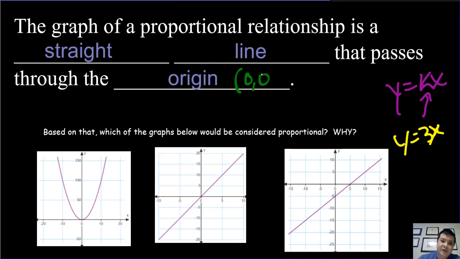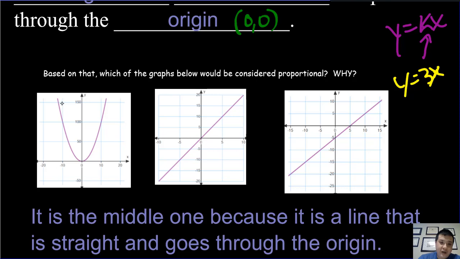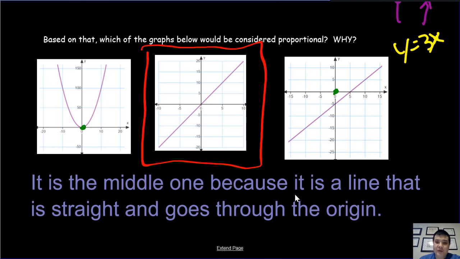Okay, 0, 0. So if we take a look at this line right here, it goes through 0, 0. However, it's not a straight line, so it is not proportional. Here, this line goes through the origin and it is a straight line. So therefore, this one shows a proportional relationship. This last one over here is a straight line, but does not go through the origin. It does not go through 0, 0. So therefore, it is not a proportional relationship. So it is the middle one, because it is a line that goes straight and goes through the origin.